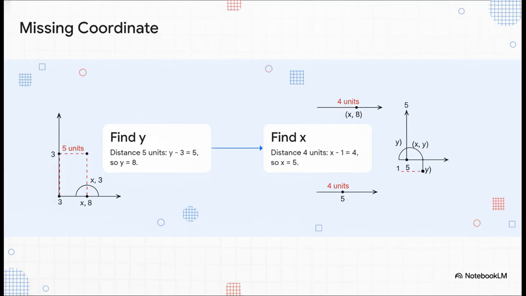Now, sometimes exams love to work backwards. They'll give you the distance up front, and you have to find the missing coordinate. Don't panic, it's just basic algebra. If we know the vertical distance is 5 units and our starting y is 3, we simply set up the equation.